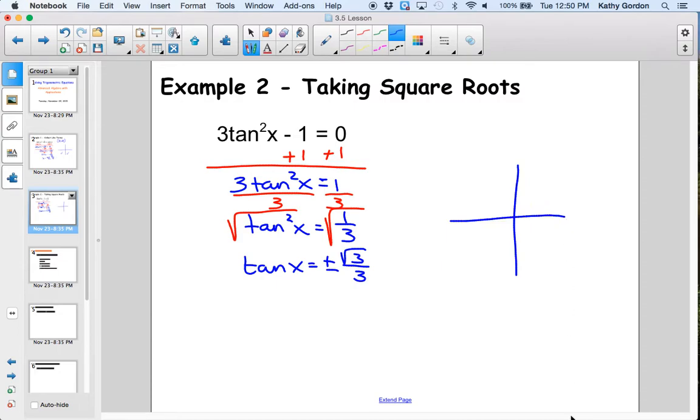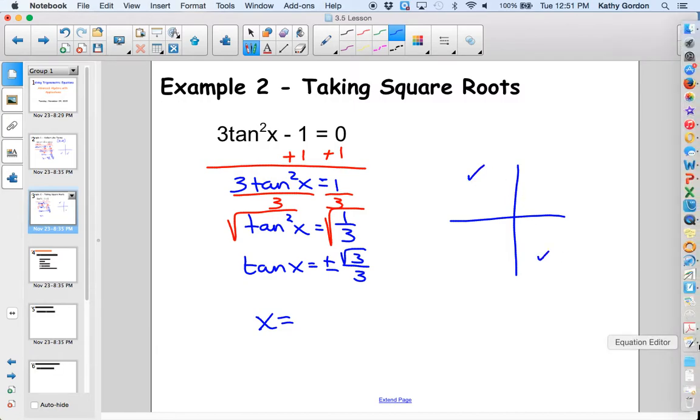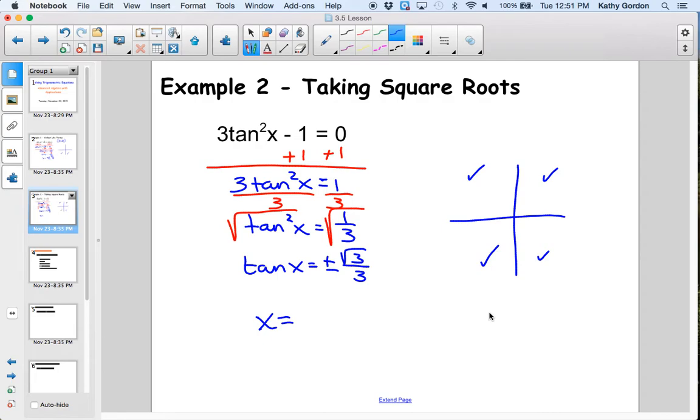So now I'm ready to try to identify what are the angle measures that actually make this happen. So what quadrant should I be in this time? All of them, right? Because this tells us that my answer to tangent can be either positive or negative. So that means I can use all of the quadrants to get an answer because positive or negative should work.